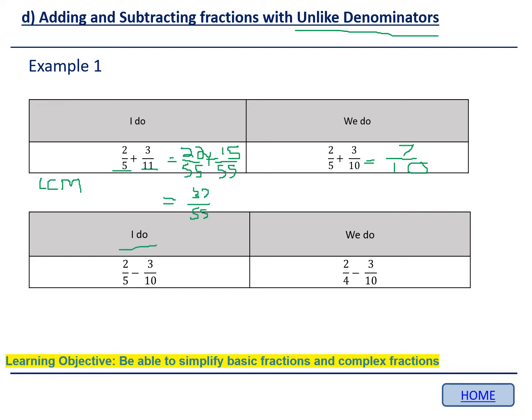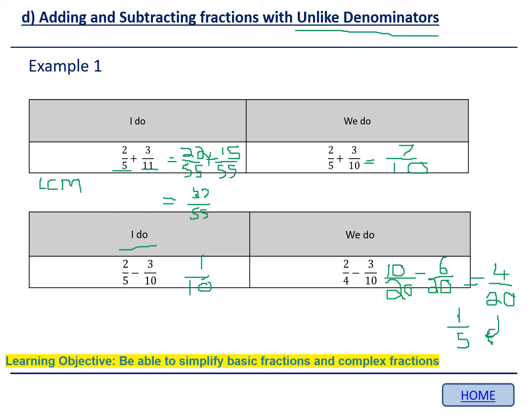Okay, this I do here, so this time it's a subtraction. It's asking us to get the bottom denominator, the lowest common multiple will be 10 again, like the previous we do. So that's going to be 4 over 10, and 4 over 10 take 3 over 10 is just going to be 1 over 10. Nice and easy one there. Pause the video, have a go at the we do. Okay, so well done if you end up with 1/5.